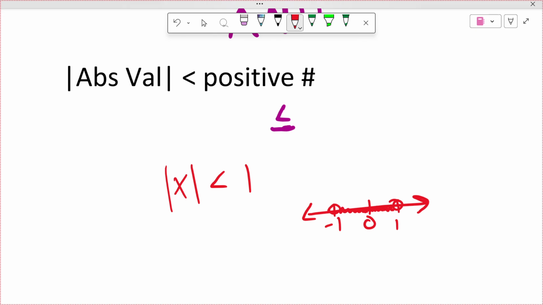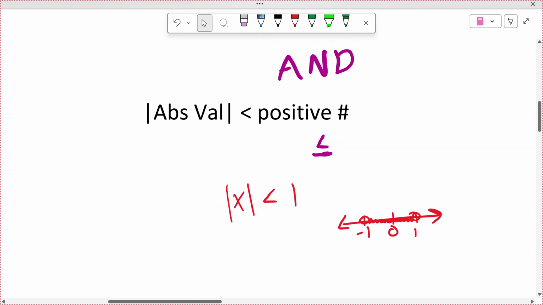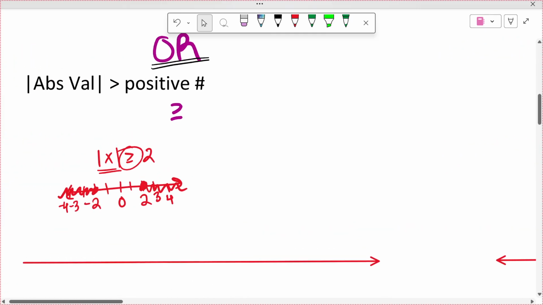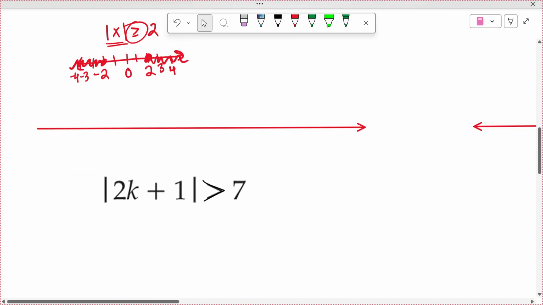And of course, if you look at that picture, that looks an awful lot like an AND graph because we're shading the middle. So absolute value less than or equal to a positive number is an AND problem, and greater than or equal to is an OR problem. So I'm going to run through 2 examples of each kind quick, and then I'll be done.